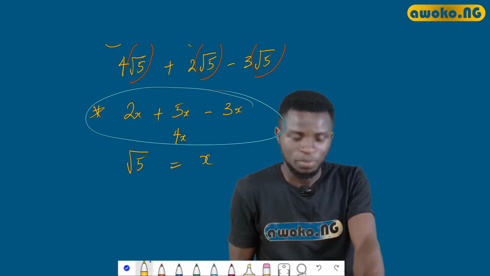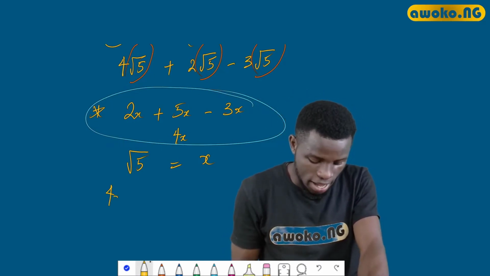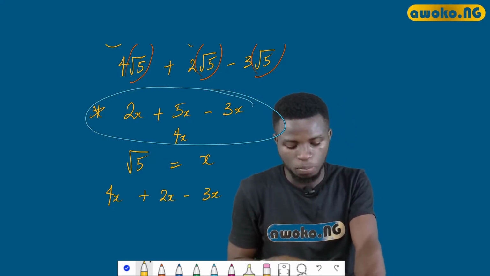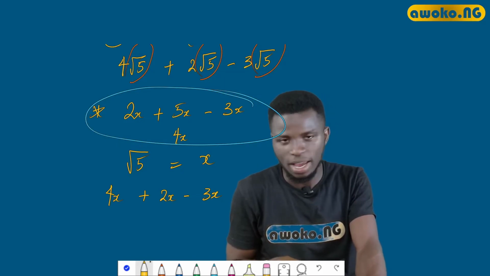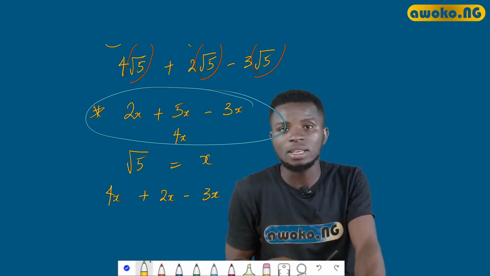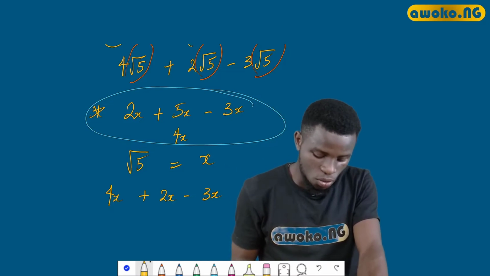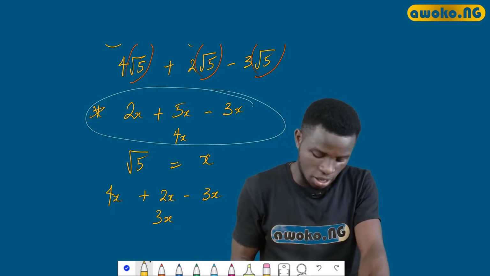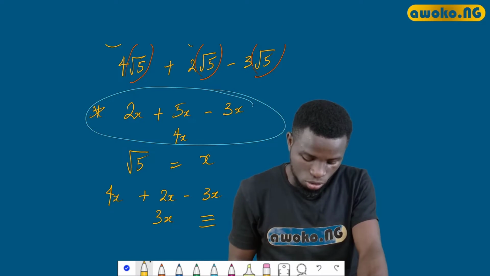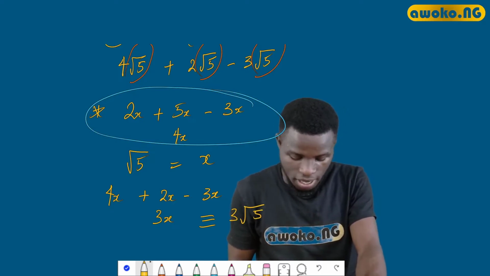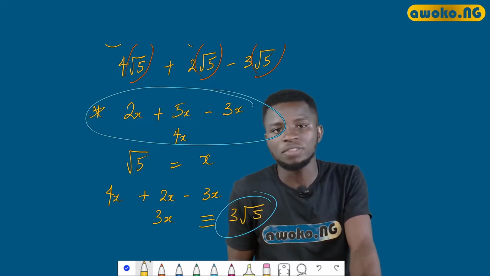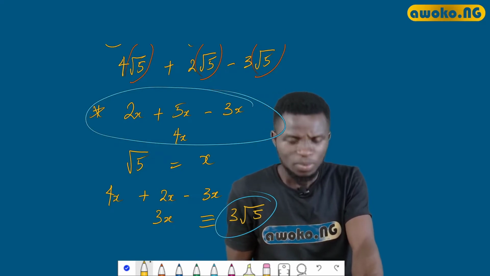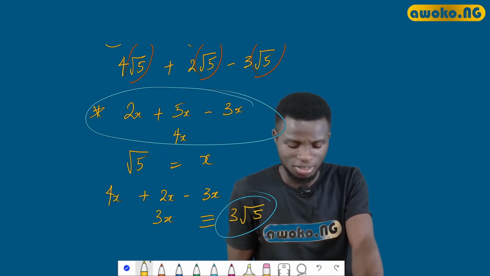Is that okay? Now, we have 4x plus 2x minus 3x. 4x plus 2x is 6x. Then 6x minus 3x is what? Is equal to 3x. So we have 3x. But since we said that x is equal to root 5, then we can also say that this is equivalent to 3 root 5. And this gives us our final answer. Okay? Now this is very, very easy because it is straightforward.